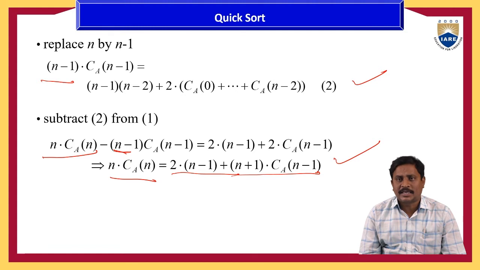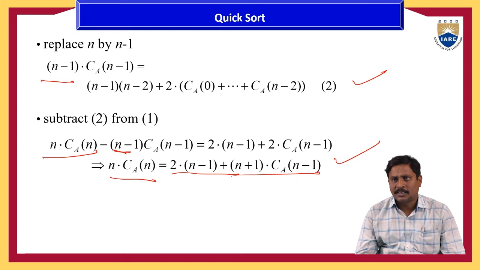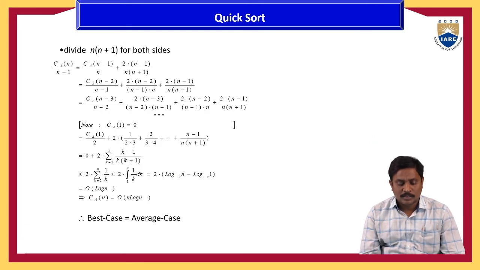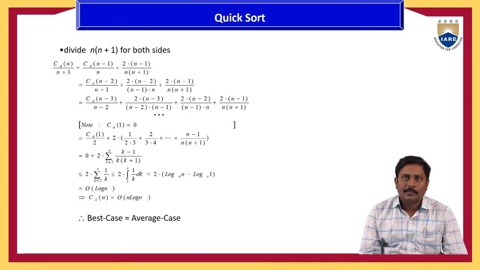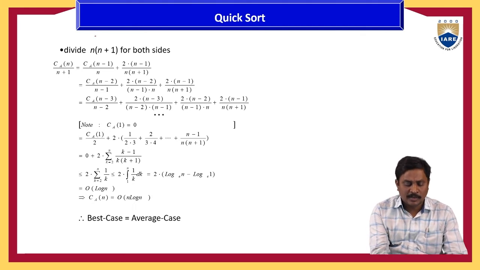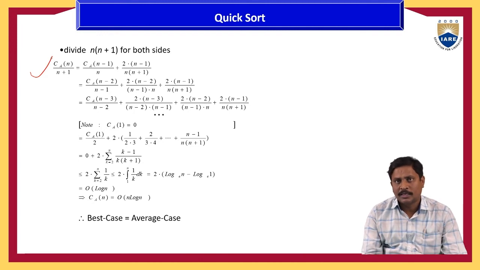Ca means average time complexity equal to 2 into n minus 1 plus n plus 1 into Ca of n minus 1. Now here you see that we divide both sides by n into n plus 1. So n plus 1 gets cancelled. The remaining value we get like this: Ca of n divided by n, and here n plus 1 gets cancelled, Ca of n minus 1 by n plus 2 into n minus 1 by n into n plus 1.